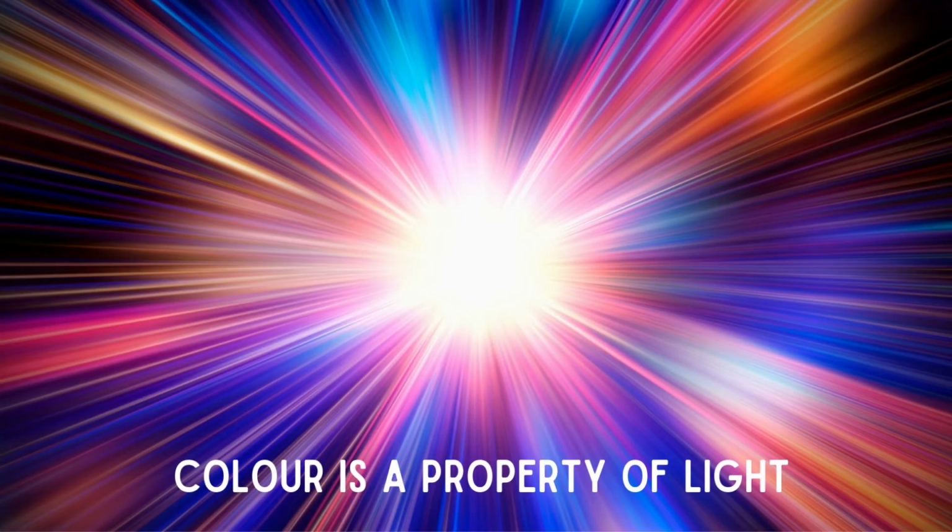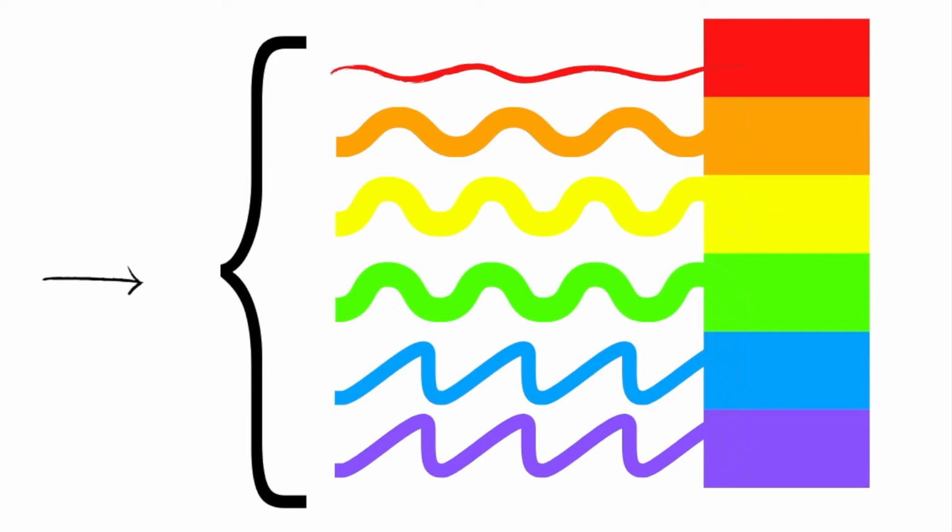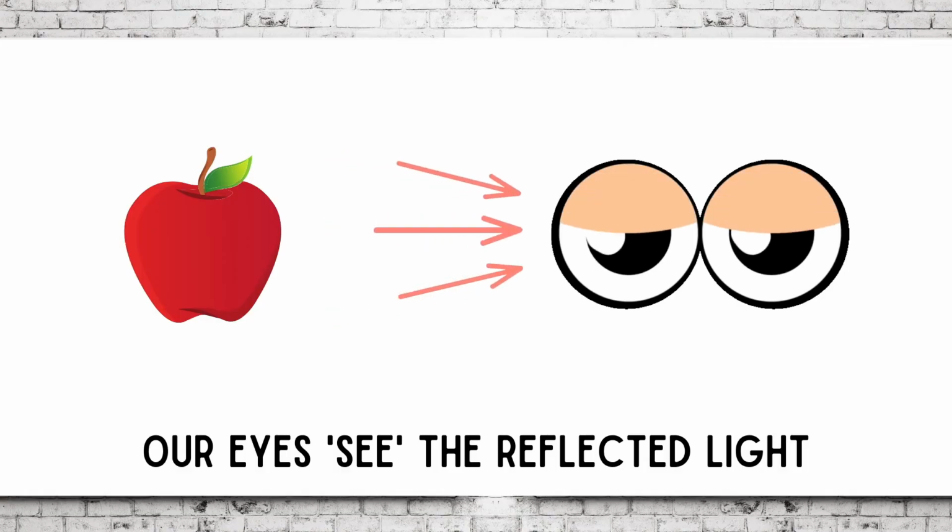Color is a property of light. The visible light spectrum is made up of different colored wavelengths, and color is what we see when this light is reflected off a surface.